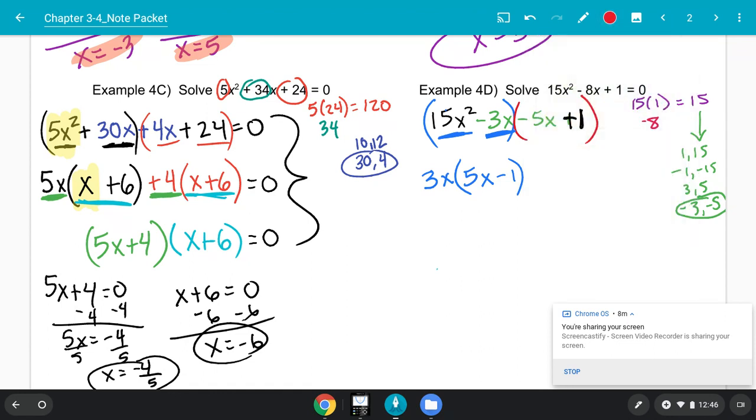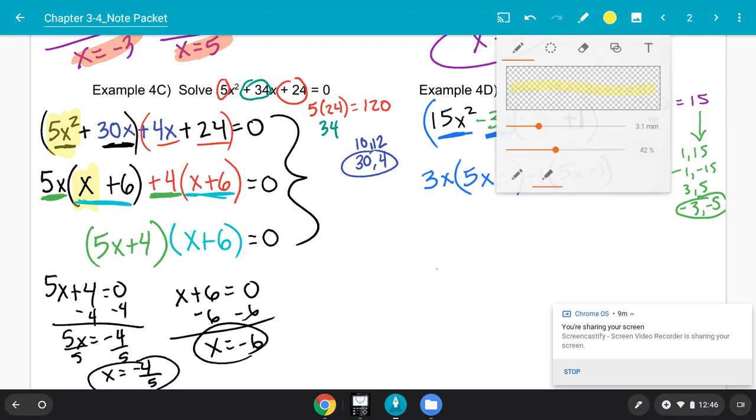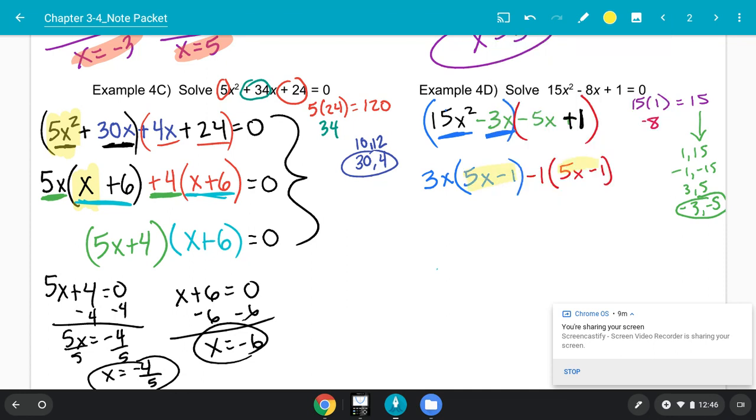In the second parentheses, here's the deal. There's not a lot that those share in common, but we want the ending parentheses to look this way. It's almost the same, except for that negative. So we're going to pull out a negative 1. Negative 5x divided by negative 1 is 5x. 1 divided by negative 1 is negative 1. Now you have this guy and this guy, they match, so we just need to write it one time.